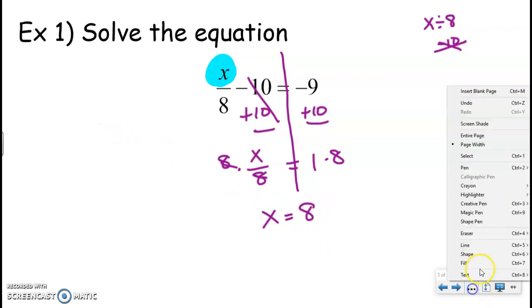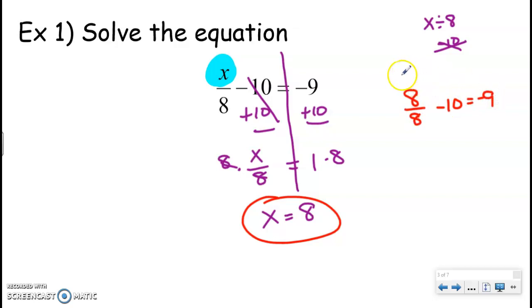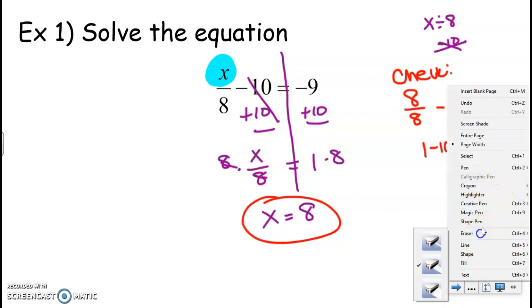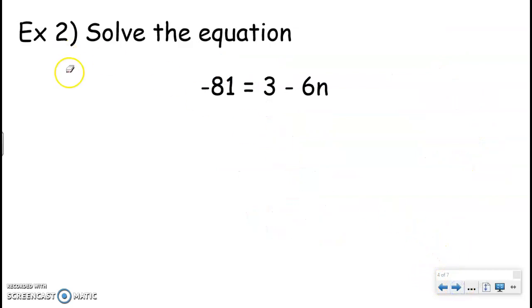Now, if you wanted to, you could check this by taking this answer and plugging it back in. So I could do 8 divided by 8 minus 10 equals negative 9. That's my check step. 8 divided by 8 is 1. 1 minus 10 is, in fact, negative 9. And I like to put a smiley face there if it works, not a frowning face. Okay, let's go ahead and move on to example 2.